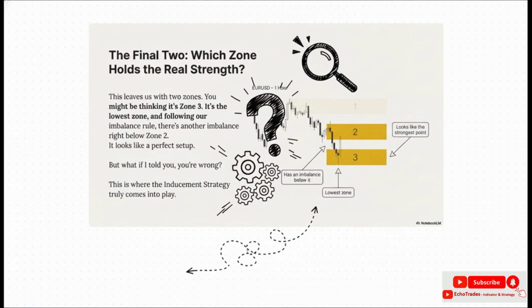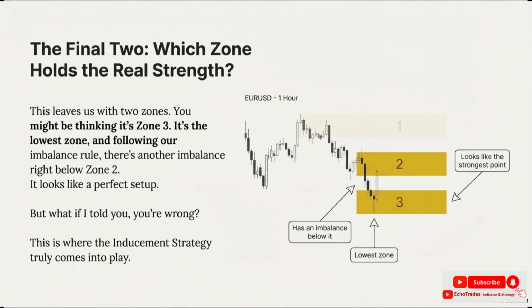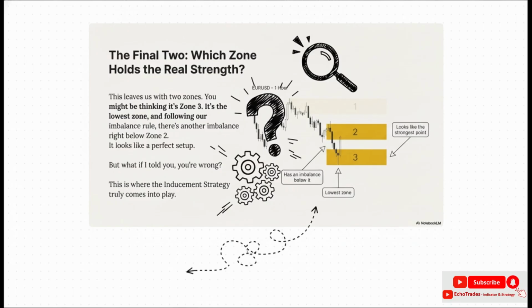Now be honest, your gut instinct is probably telling you to go for Zone 3, right? I mean, it's the lowest one, it's the extreme, it looks like the perfect spot. But what if I told you that's actually the wrong choice? This is where the strategy gets really interesting.